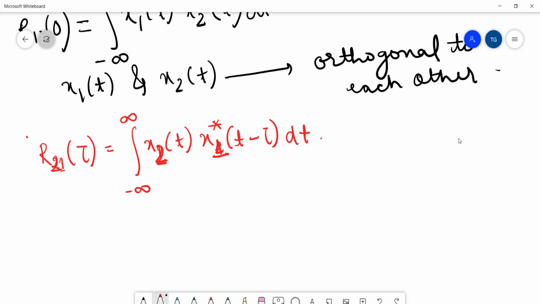We can see from all the discussions we have done till now that my cross correlation function R12 of tau is a function of tau. That means it is a function of only the variable tau, and this variable tau is known as the delay parameter.